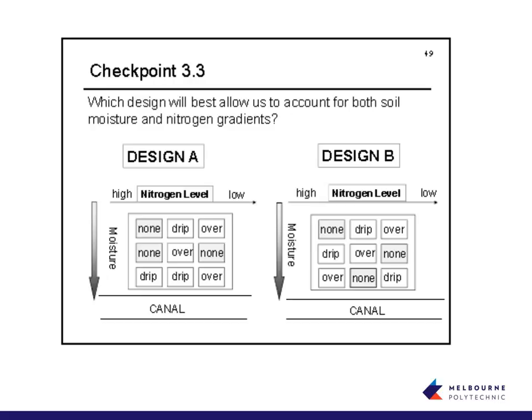So here we have another Latin square in action, using 2 blocking factors, nitrogen level and moisture. The question is which one best accounts for both of these blocking factors? Well, we'd want a Latin square because we're trying to take into account 2 blocking factors, and you look at design A, remember there has to be 1 treatment in each row and column. In design A, straight away in the first column there's the control treatment, none and none in the same column, so that wouldn't work, whereas design B is a true Latin square.